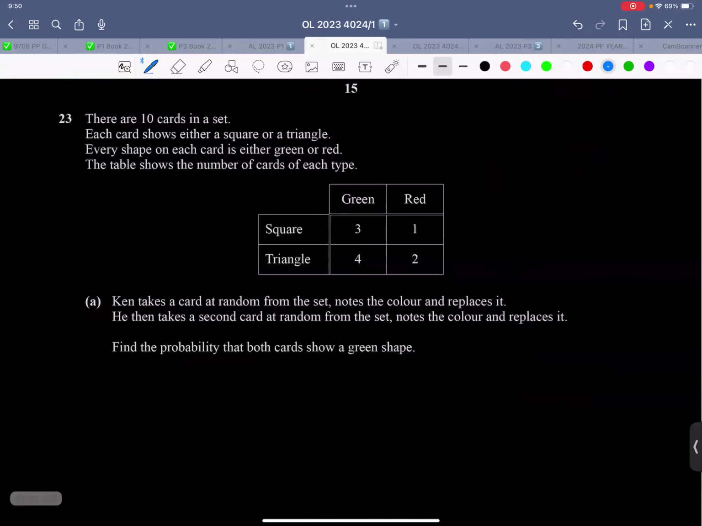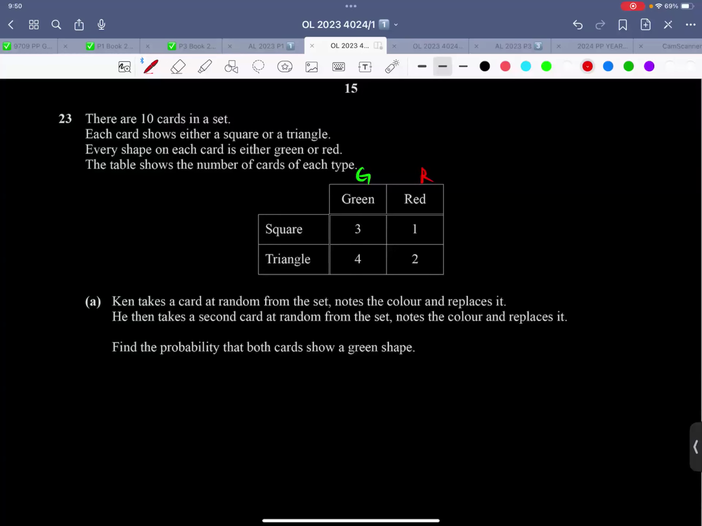Question number 23. This looks like a probability question. There are 10 cards in a set. Each card shows either a square or a triangle. Every shape on the card is either green or red. So there are two shapes, square and triangle, and two colors, green and red. So therefore, this is green and this is red.